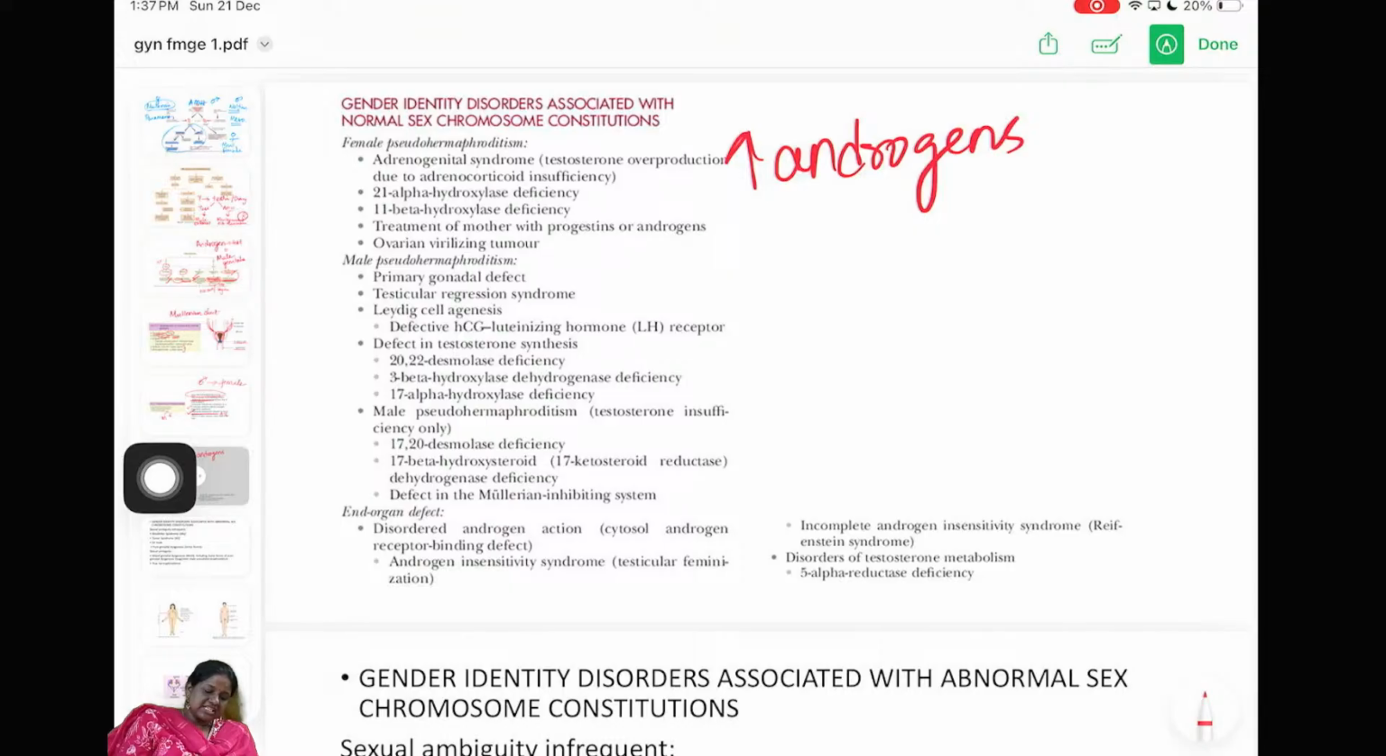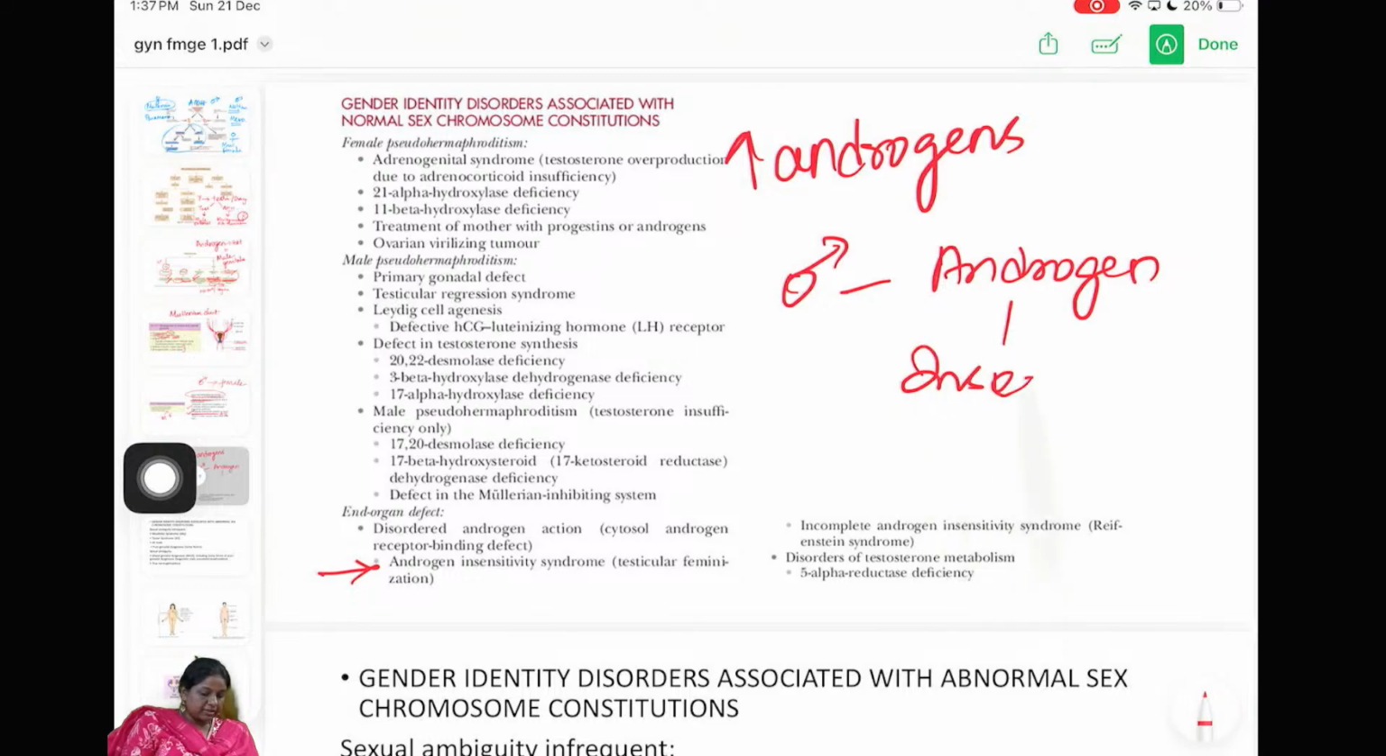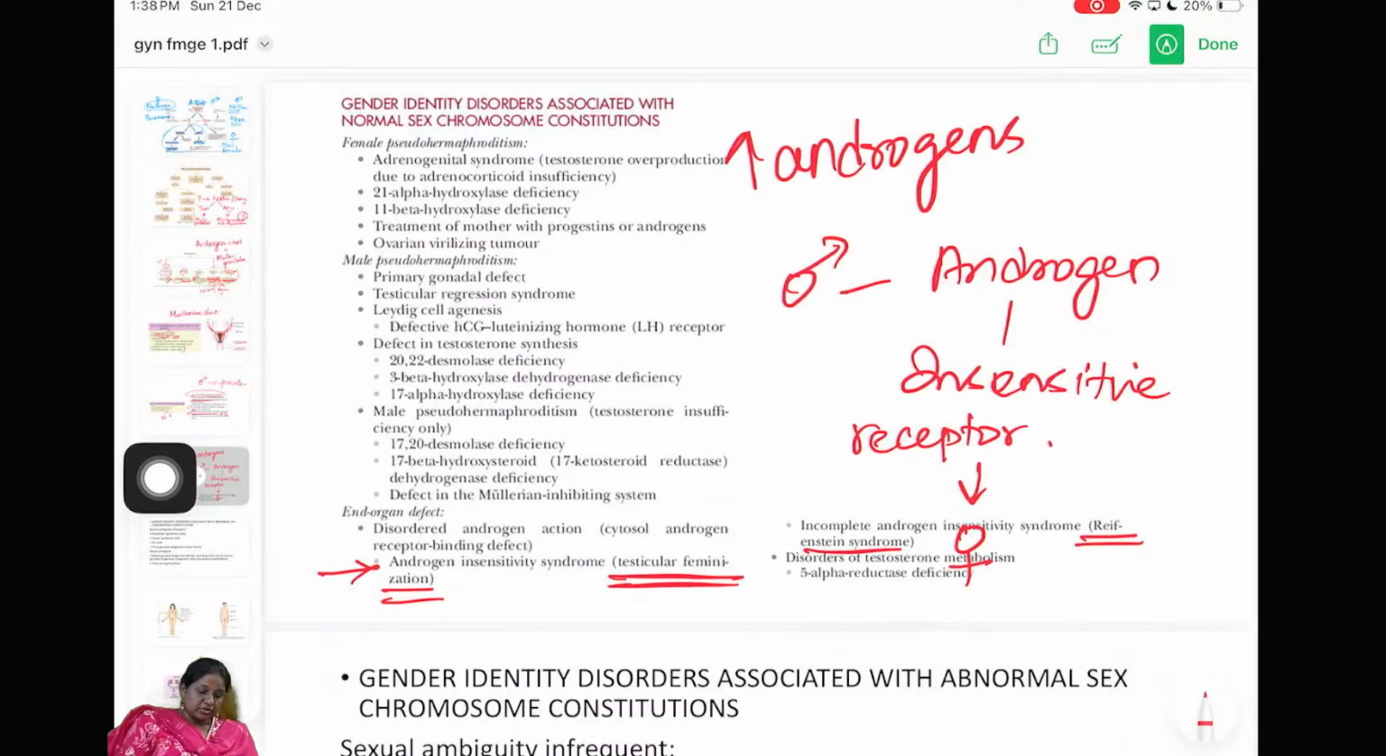This androgen insensitivity syndrome that we saw means that in a male, androgens are produced, but it is insensitive. That is, it is not able to perform its function because of a receptor problem. So since the androgen is not performing its function, the patient is going to present as a female. That is called testicular feminization syndrome. If it is partially insensitive, it is called Reifenstein syndrome.